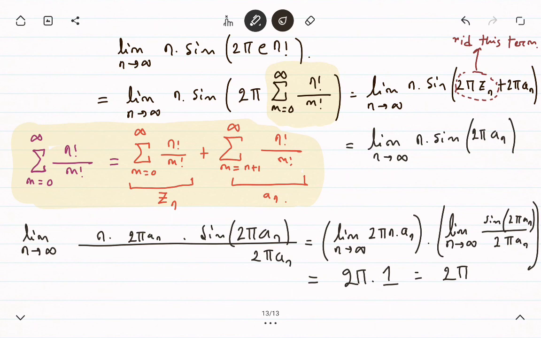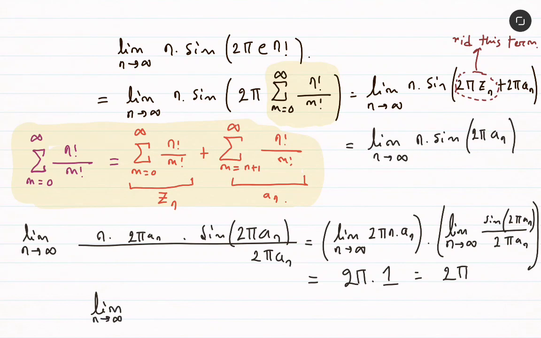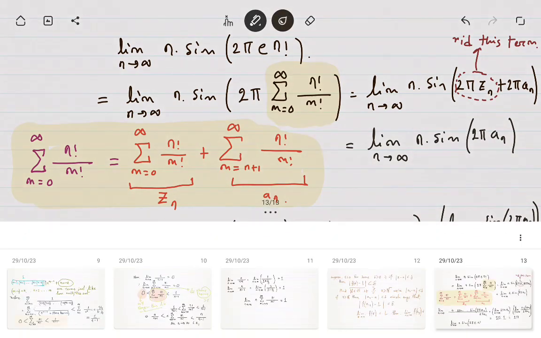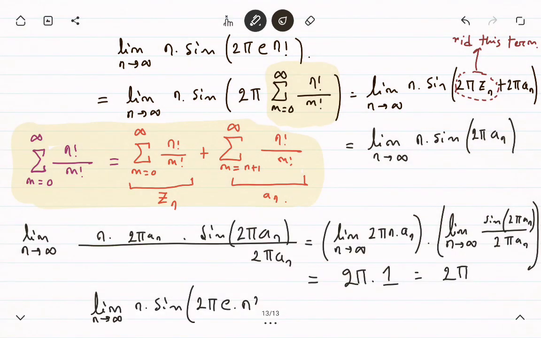Okay, so the limit as n tends to infinity of n times sin(2πe·n!) is equal to 2π, right? Now we have just done proving the complementary limit that will help to prove that e is irrational.